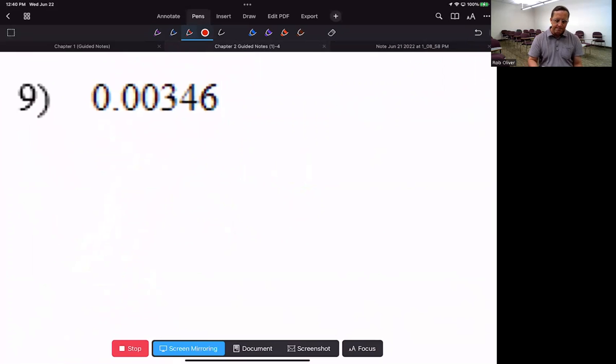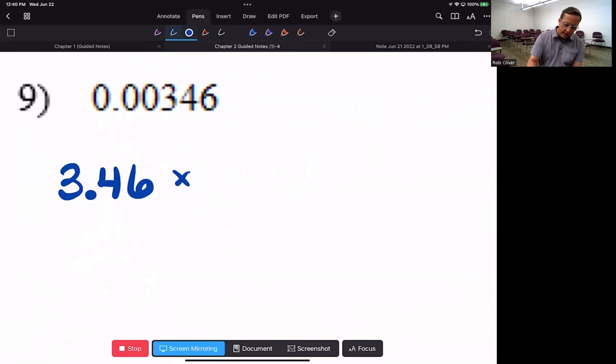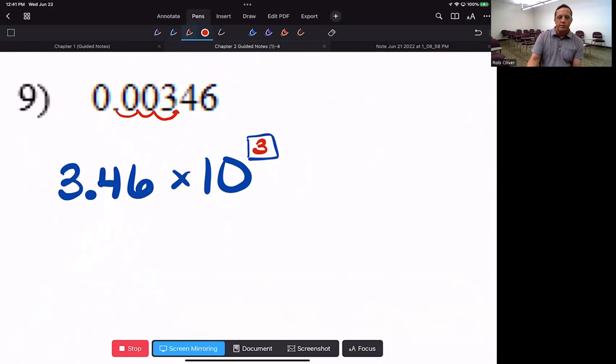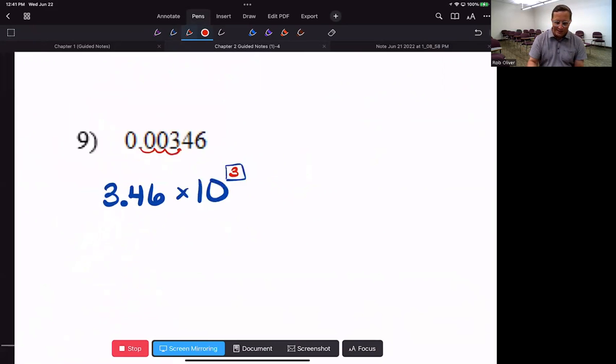For number 9, we want to move the decimal between the 3 and the 4. So that becomes 3.46 times 10. And let's figure out how far the decimal moved. You have to put a box there where the power of 10 is. I'm just doing that to show you where it moved or how far it moved. So the decimal moved 1, 2, 3. So 3.46 times 10 cubed.